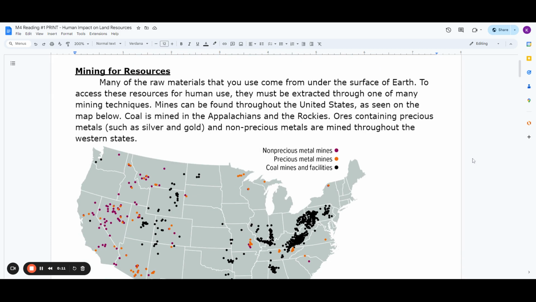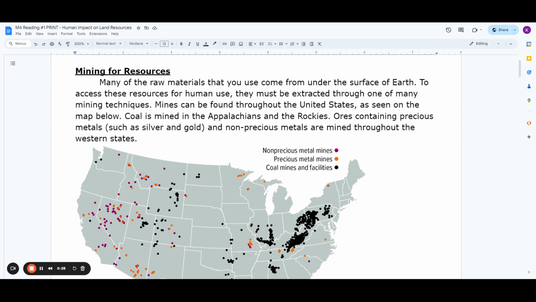Mining for resources. Many of the raw materials that you use come from under the surface of Earth. To access these resources for human use, they must be extracted through one of many mining techniques. Mines can be found throughout the United States, as seen on the map below.